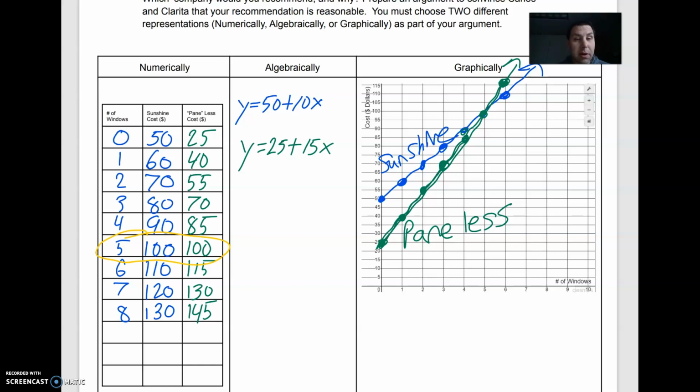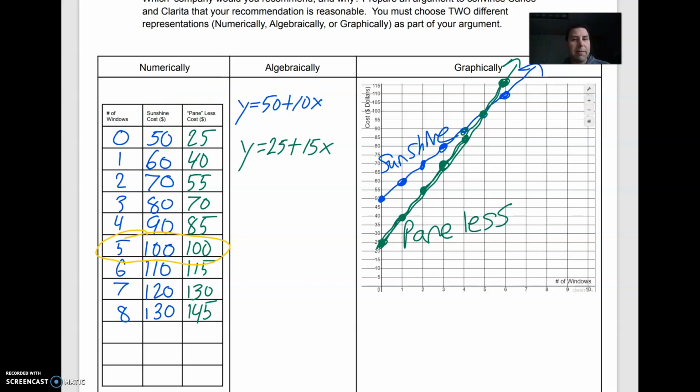So if I want to present an argument, I would say if you have less than 5 windows, you're going with Sunshine. No, sorry, you're not going with Sunshine, you're going with Painless, because you can see Painless is much cheaper until we get to the 5, and then Painless is going to be much more expensive. So if it's less than 5 windows, we're going with Painless. If it's more than 5 windows, we're going to go with Sunshine, because as you can see, they are much cheaper than Painless. So that is seeing it numerically.